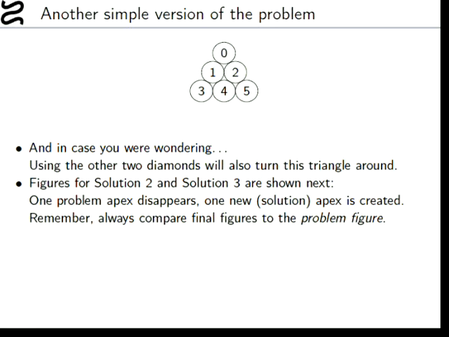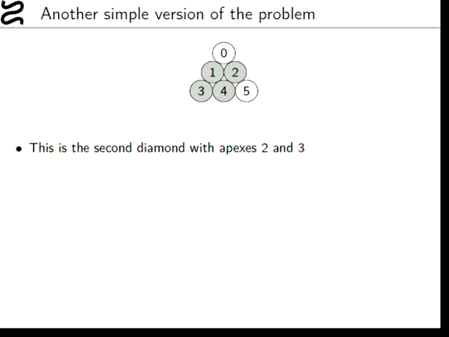And if you cannot understand the solution figure, or if you think it has not turned upside down, remember to compare each solution figure to the original problem figure. The second diamond 1 2 4 3 has apexes 2 and 3.